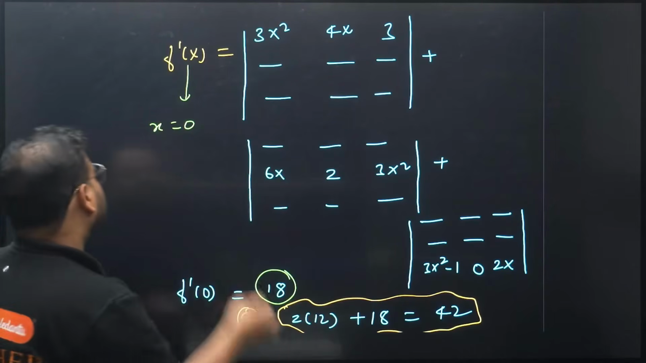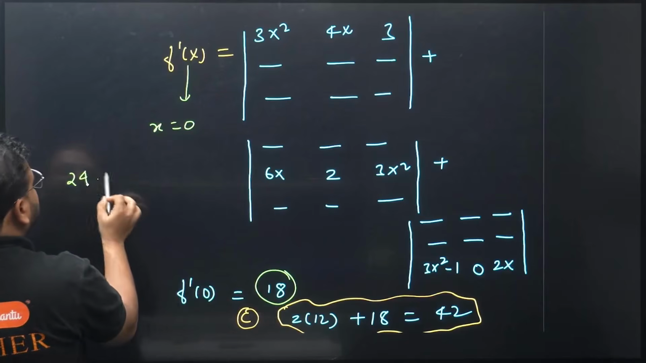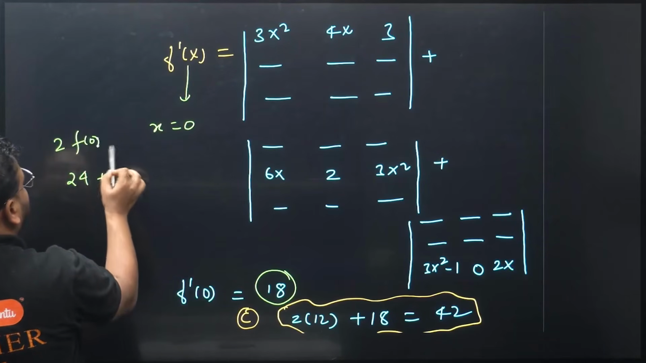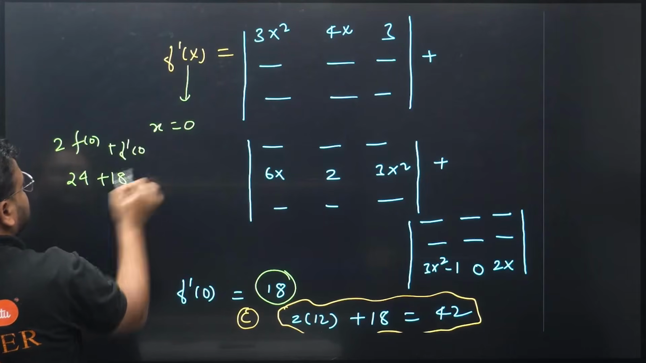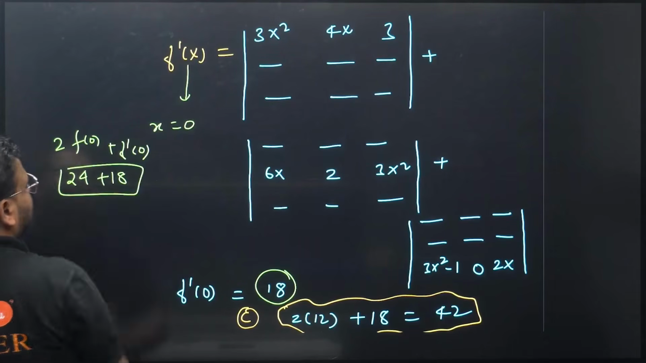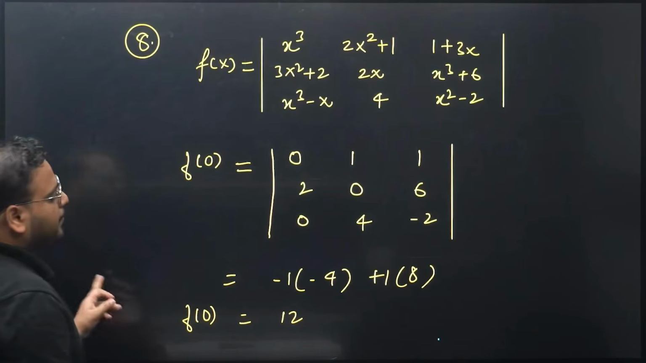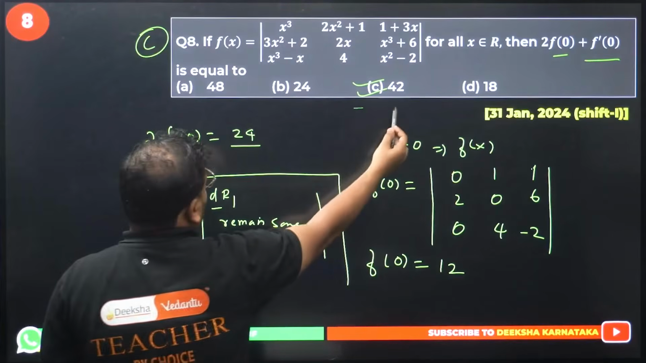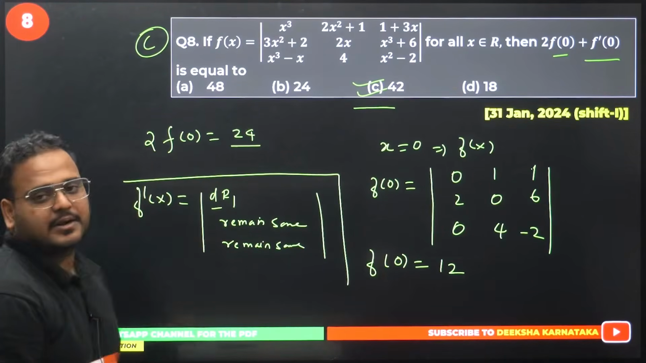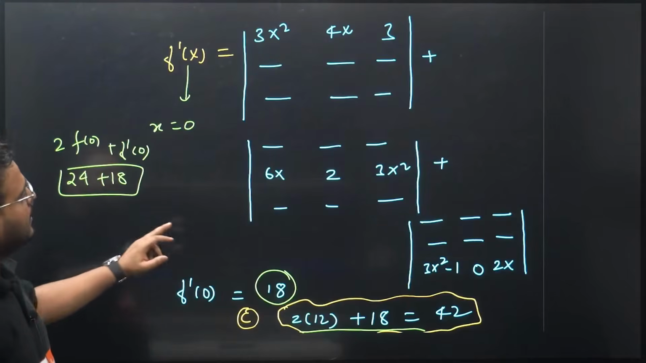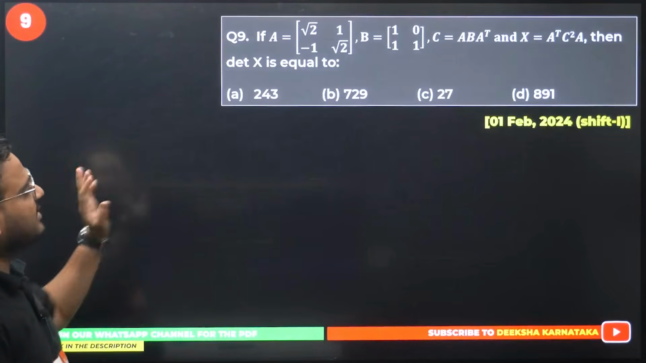Okay, and what was this? We are asking 24 plus 18, right? Because it was 2 times f(0) plus f'(0). So if you take the sum, it will become 42. Option C is correct. Question number 8, option C is correct. Have a look. This is clear, right? Just understand the derivative part.